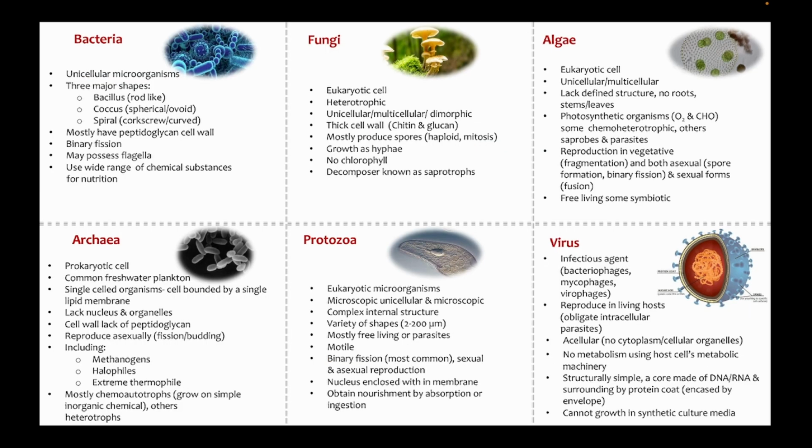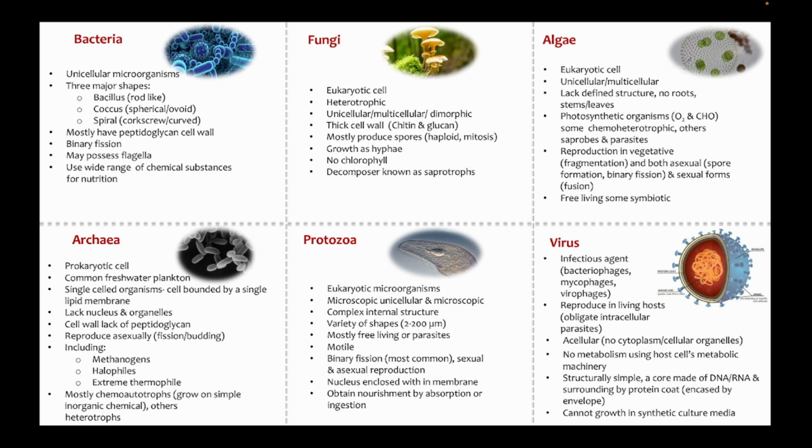Here you see the common characteristics of the different microbes. Bacteria are unicellular, and you have three major shapes: Bacillus, Coccus, and Spiral. Bacillus is rod-like, Coccus is spherical, and Spiral can be curved or helical. Bacteria have a cell wall that is made up of peptidoglycan, and they may possess flagella.